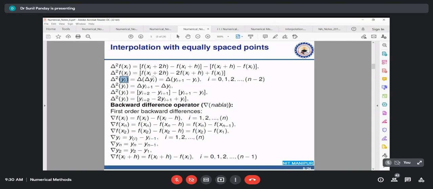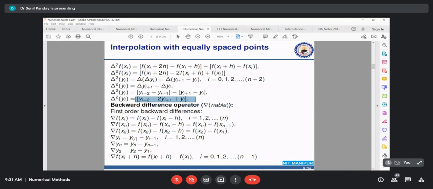So delta of yi is yi plus 1 minus yi, and then this delta distributes over these two terms. Then again you use the definition of delta for yi plus 1, and for yi you will get this one, and finally after simplification this is in terms of y. So delta 2 of yi is equal to yi plus 2 minus 2 yi plus 1 plus yi.